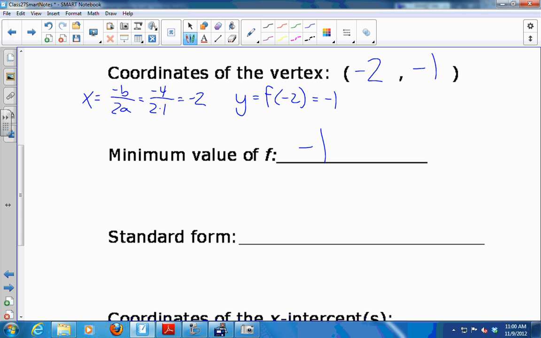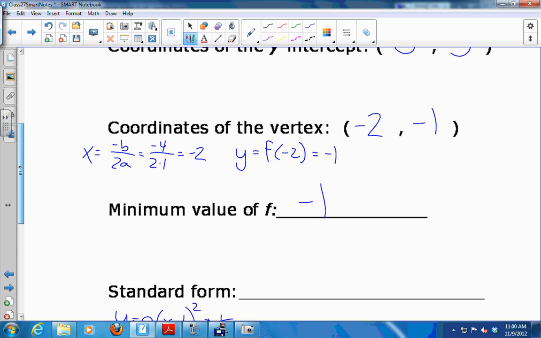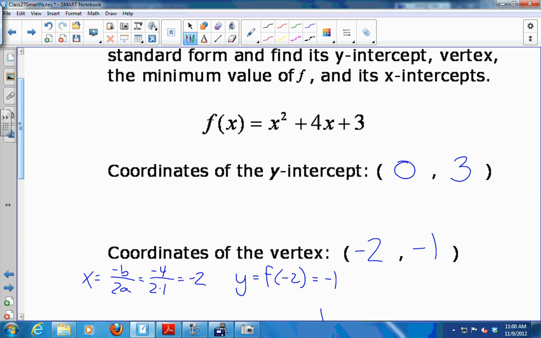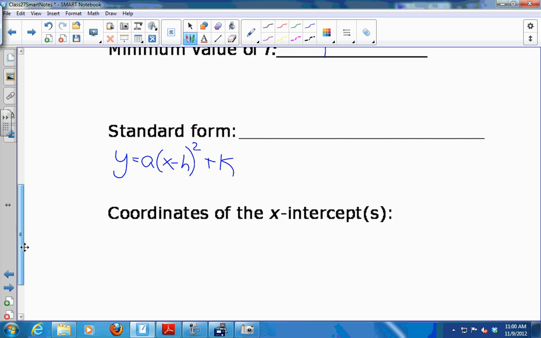So if I was going to write this in the standard form or the vertex form, right, that looks like this. Where h and k are my vertex, and a is the same a in here, because this is ax squared plus bx plus c. The a's are the same. The coefficient on the x squared here is a 1, so that's going to be the a down here.